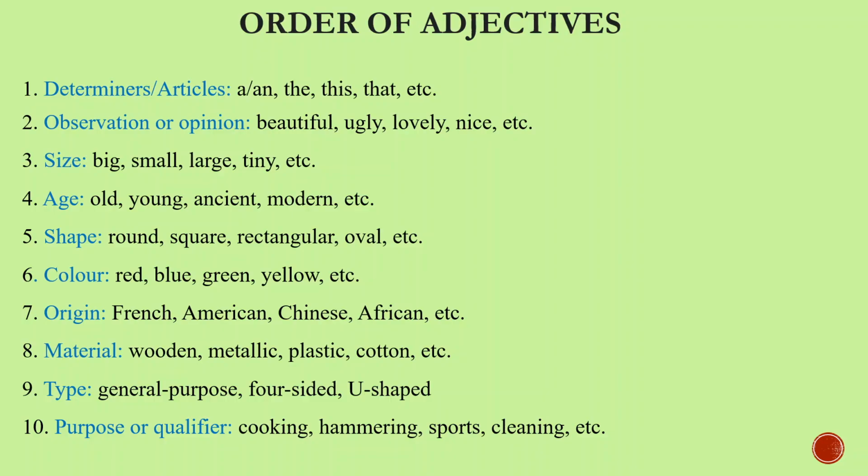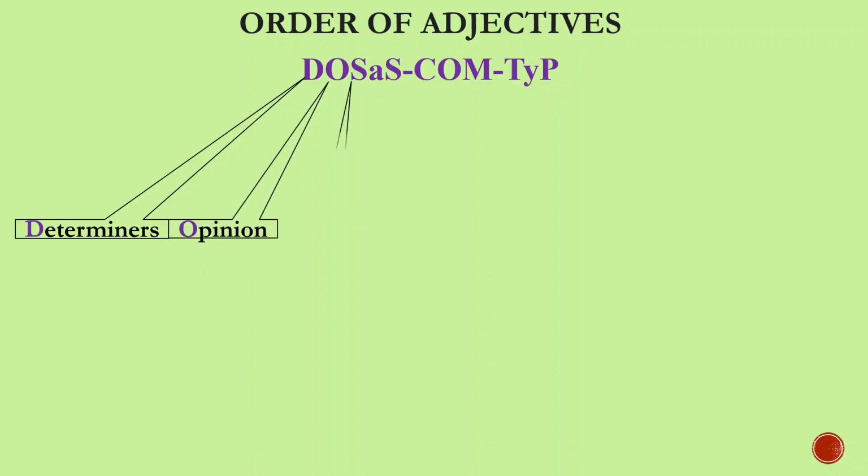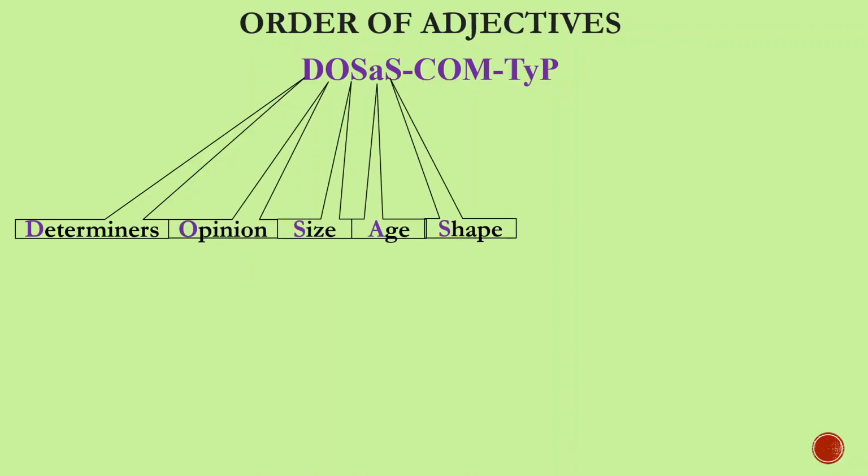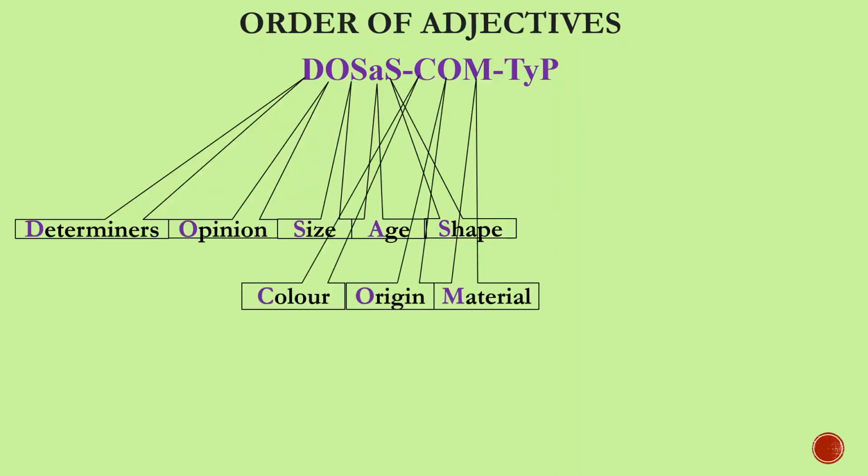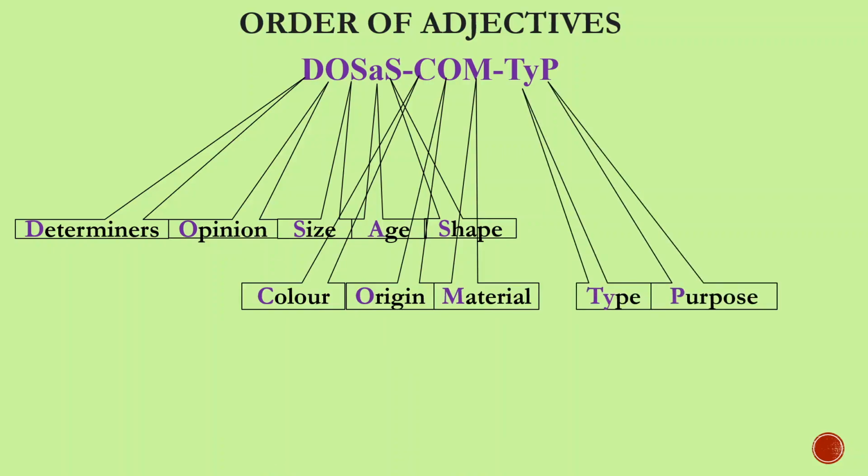It will be very hard to memorize how they are ordered for people like us who are non-native speakers. For us, if we can memorize this acronym DOSAS type, it will be easier. Here D stands for determiners, O for opinion, S for size, A for age, again S for shape, C for color, O for origin, M for material, TY for type, and P for purpose. So you can remember this acronym DOSAS type.